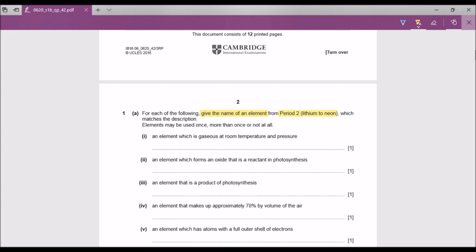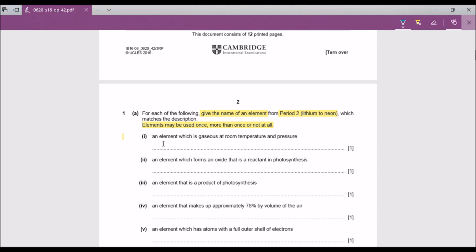So let me just open up the periodic table. You've got lithium, beryllium, boron, carbon, nitrogen, oxygen, fluorine, and neon. So you can't use anything else apart from this. And another important thing is elements may be used once, more than once, or not at all. So if an answer is oxygen, you can use it again later on if it matches the description. So those are the few important key points about this question.